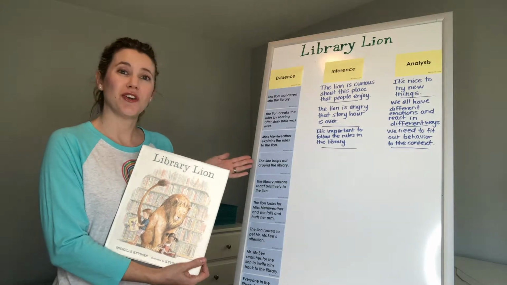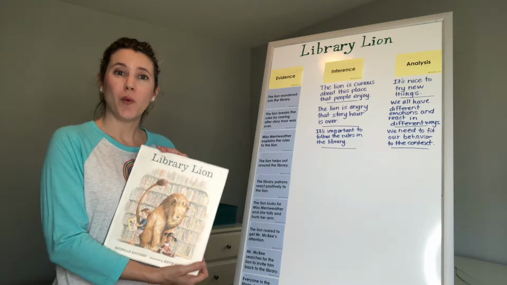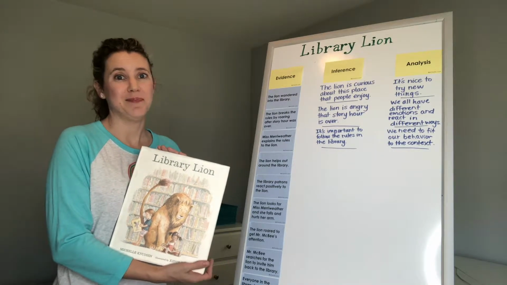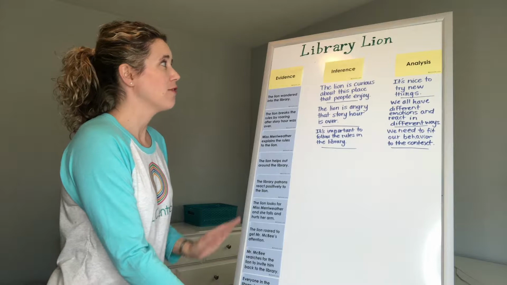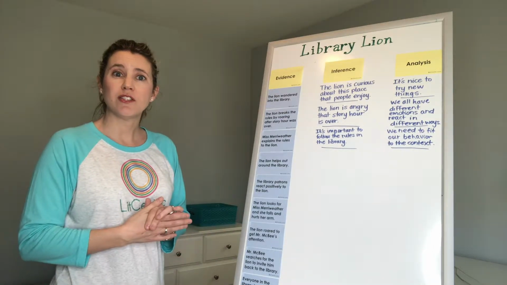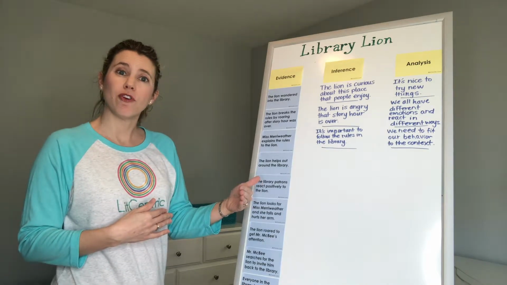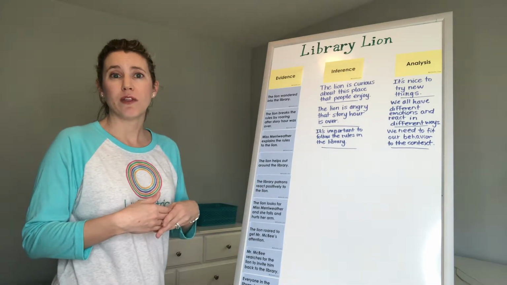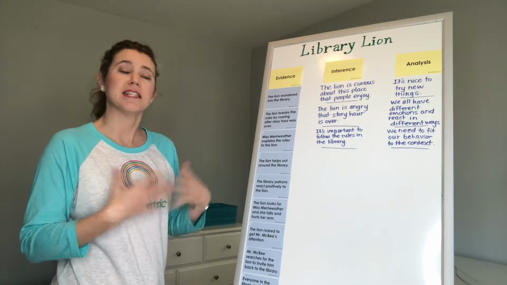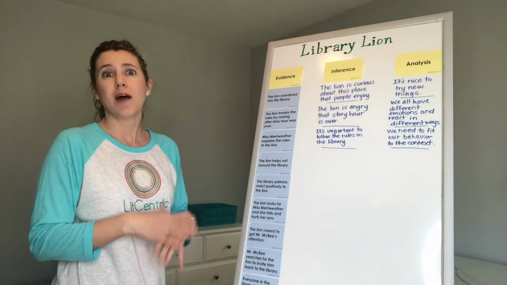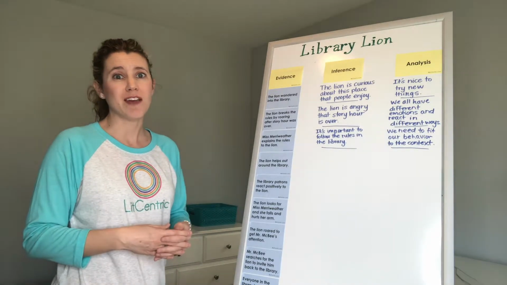And today I want to show you what the bridge chart can look like when you work on the Library Lion lesson. So in this lesson, we are focusing on using evidence to draw some quality inferences and then taking that a step further and analyzing that for what those inferences mean for us in society, what it means for people in general, and how we live our lives.